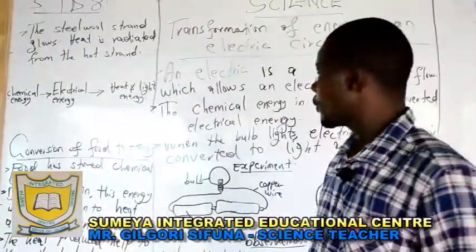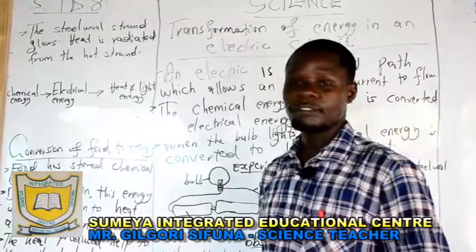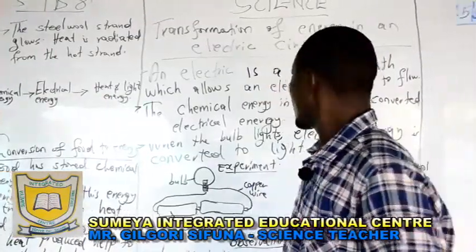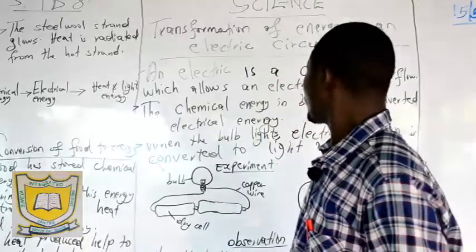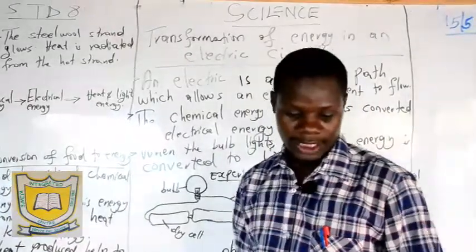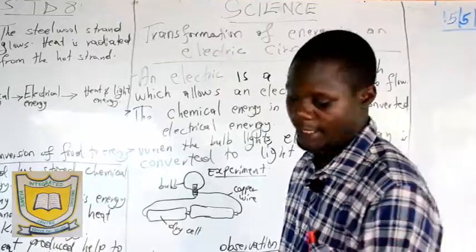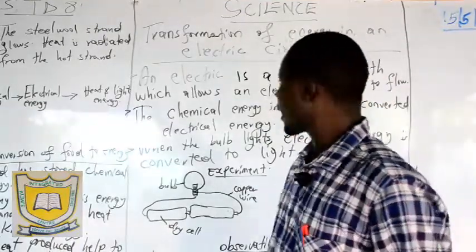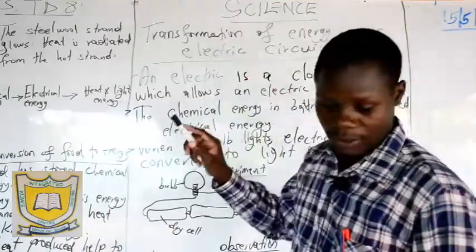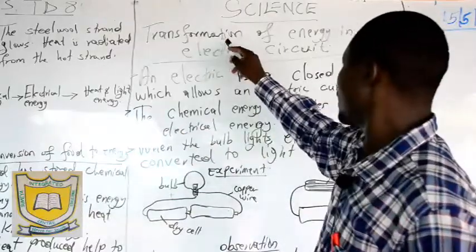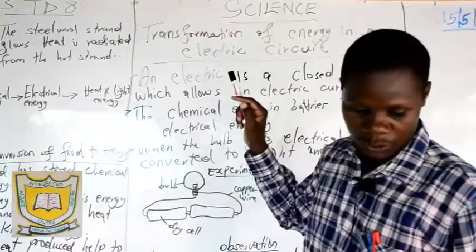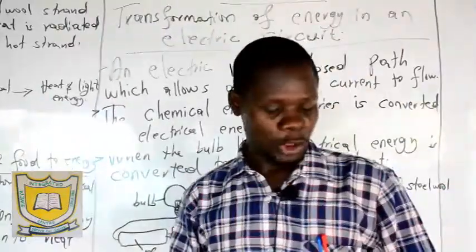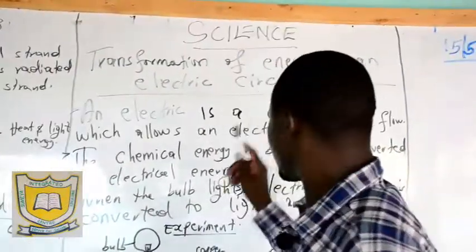Welcome to our science lesson. We want to proceed from where we left off yesterday. We were talking about energy transformation, and we covered energy transformation in an electric circuit. Now we are proceeding with energy transformation in an electric circuit today.